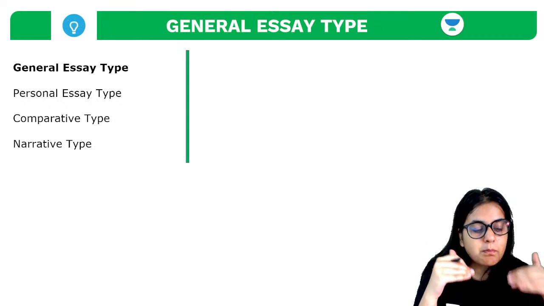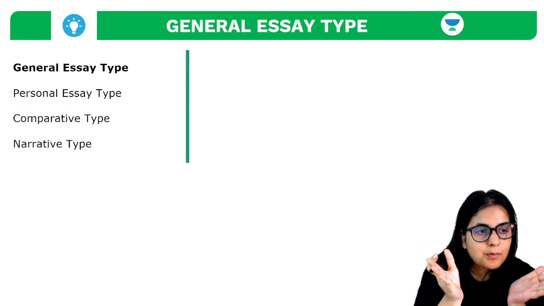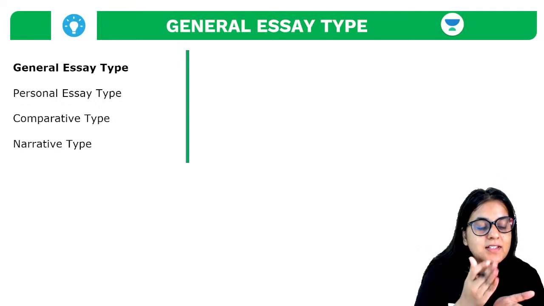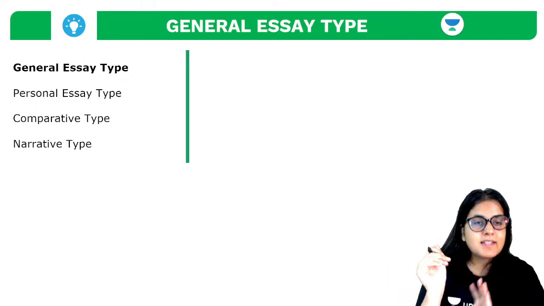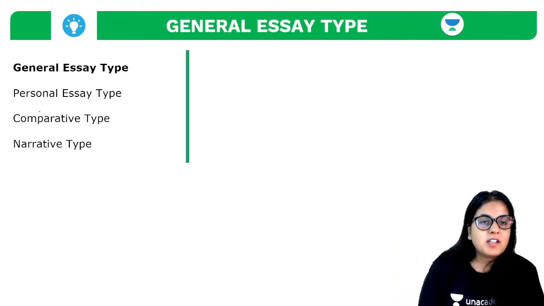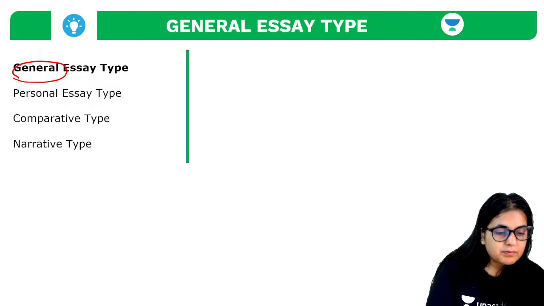These structures are important because they help you to select the opener, and they also help you to build subsets and understand what the flow of the paragraph should be. Let's get started with this. First one, general essay type. Almost 70 to 75% of the articles which are written are of the general essay type.